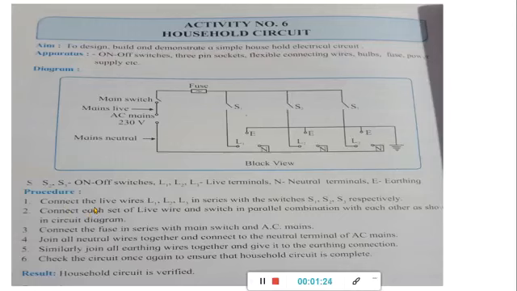So what do we have to do in this? We have to connect the live wires, that is L1, L2, L3, in series with the switches. So how is the live wire connected with the switch? It is connected in series. This question can be asked: how are the wires connected, in series or in parallel? So you have to keep in mind that the live wire is connected in series with S1, S2, S3.